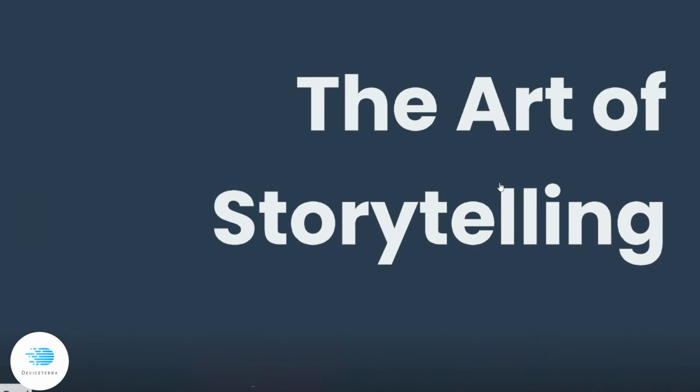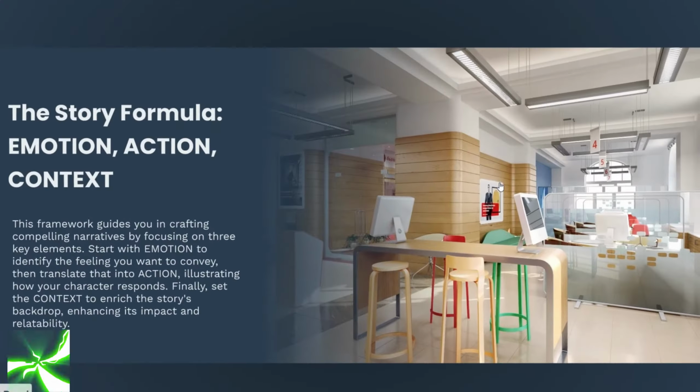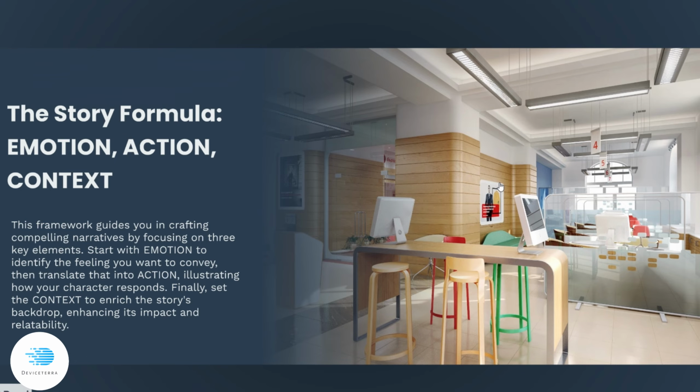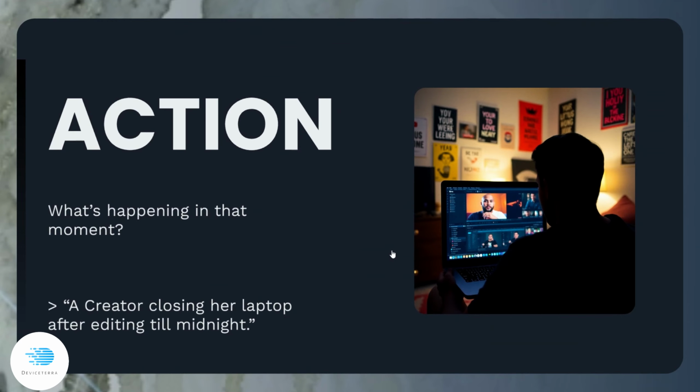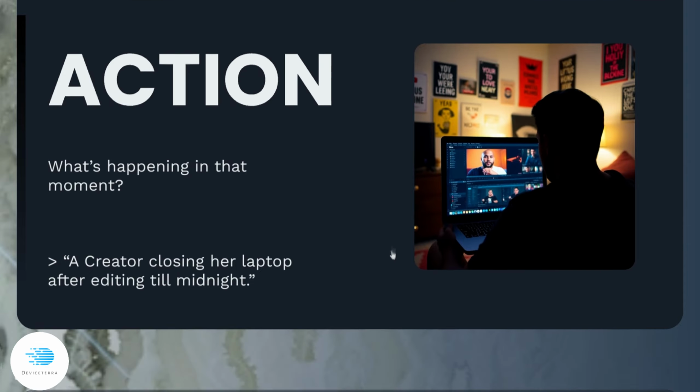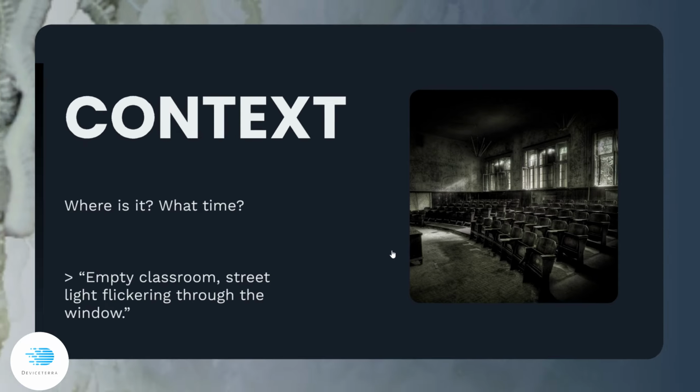The story, how to find yourself. So, how do you even find your story? Here's my simple method. Emotion, action, context. Step 1. Pick an emotion. What do you want people to feel? Tired but proud? Hopeful? Driven? Step 2. Turn that into action. What happened in that moment? A creator closing his laptop after editing till midnight. Step 3. Add context. Where is it? And what time? Bedroom, office, street light flickering through the window. That's all it is. You've just written a mini movie in one frame. You are not describing a scene. You are directing a moment.